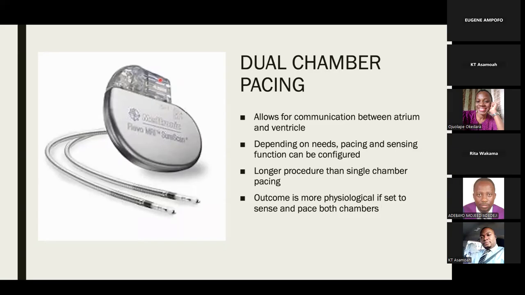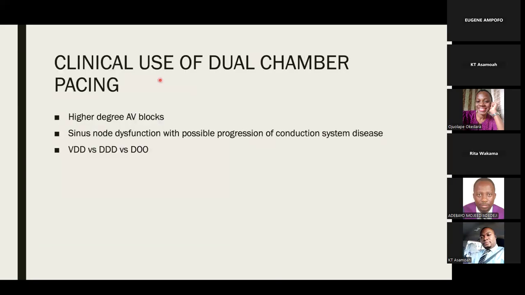But again, you have an extra lead, so that would give you a longer procedure time. When you use a dual chamber pacemaker, you'd want to use it if you have a patient who has a higher degree AV block, or those who have SA nodal dysfunction, who you anticipate may end up developing other conduction system disease. Then you can put in a dual chamber pacemaker.